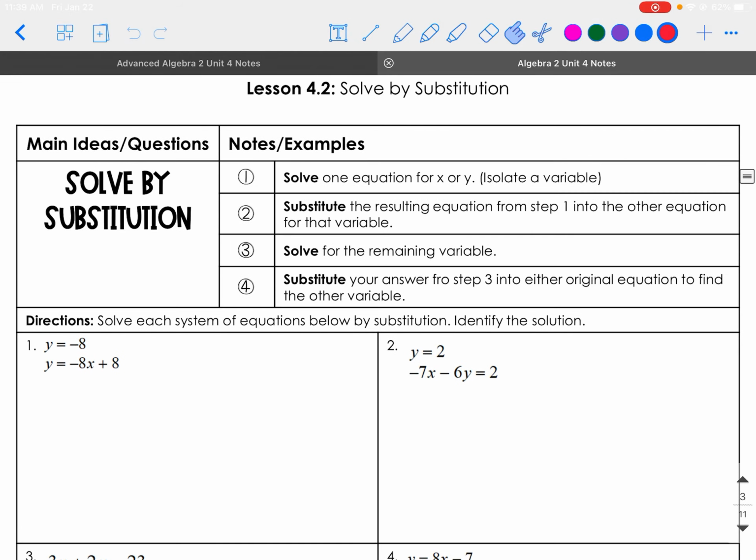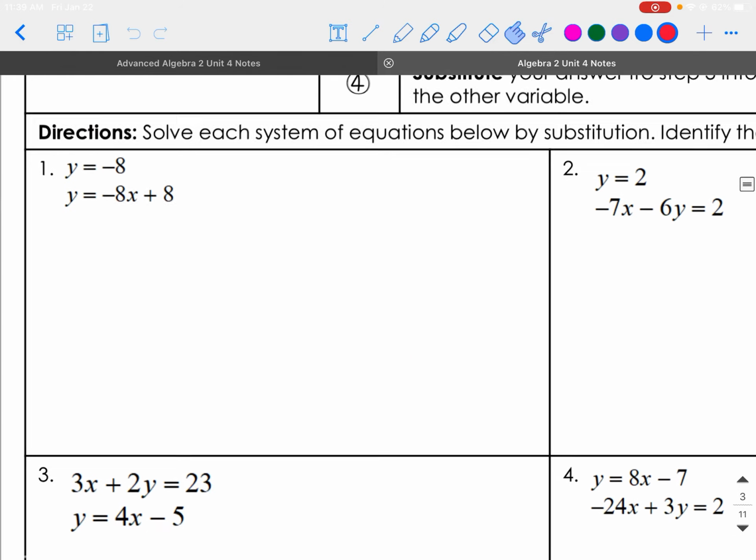Hey guys, in this video we're going to be doing 4.2, which is solve by substitution. In the last video we learned how we could find the solution if we graphed the equations. We were looking for the point where they crossed. But sometimes we won't have a graph and they won't be in slope-intercept form, so it won't be as easy.